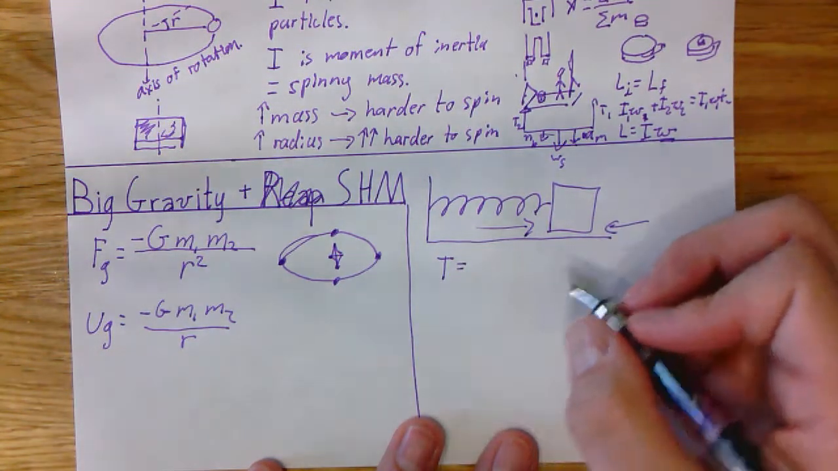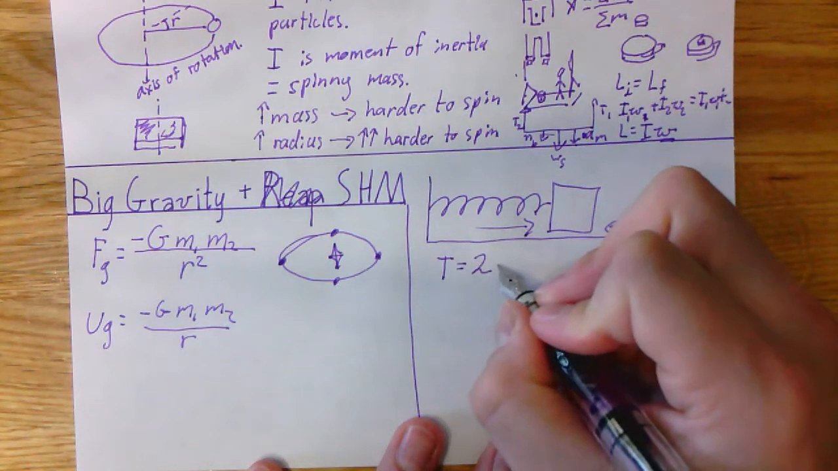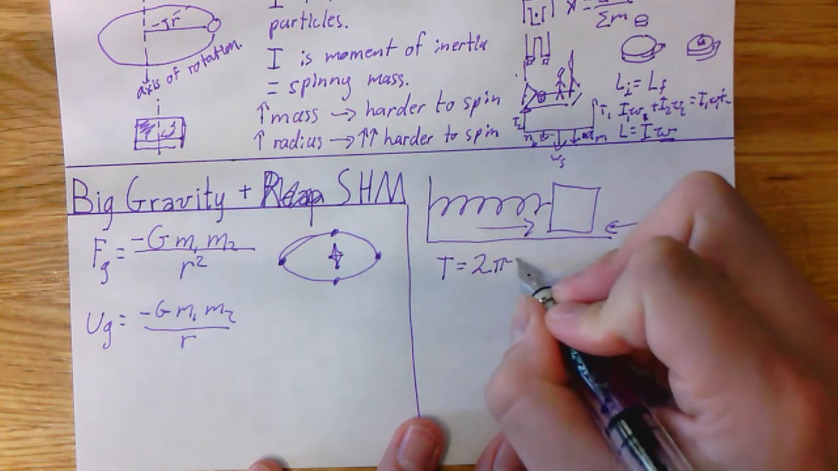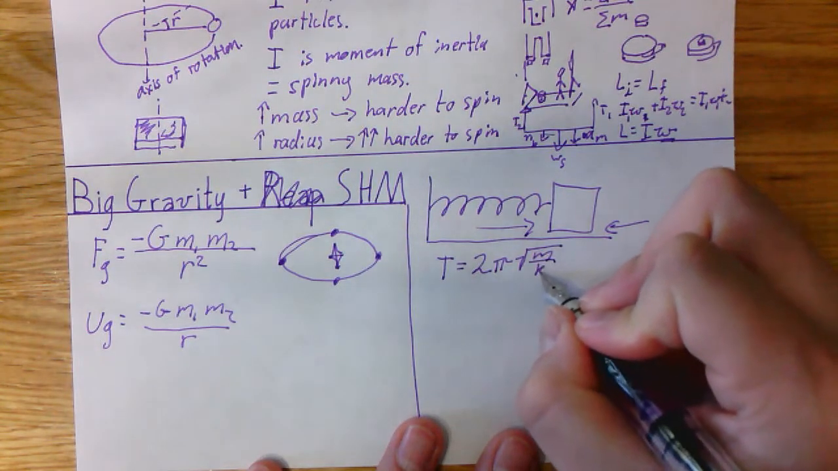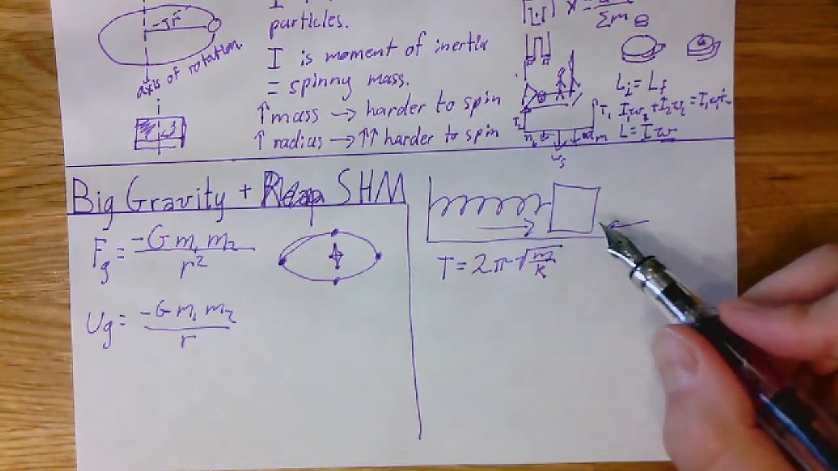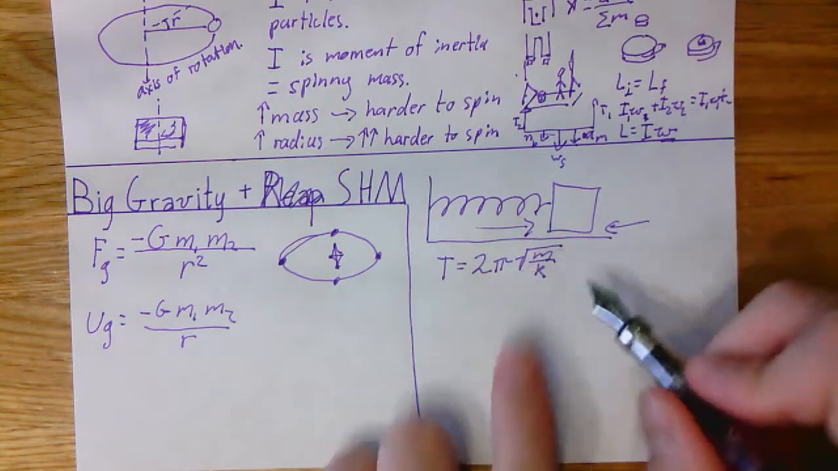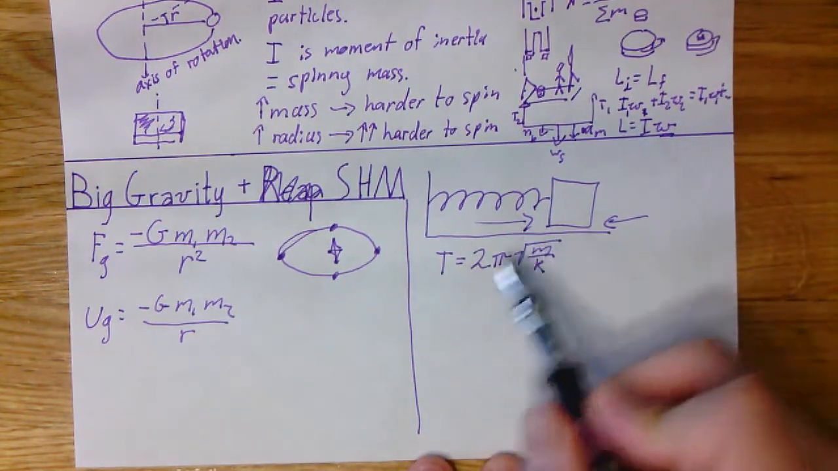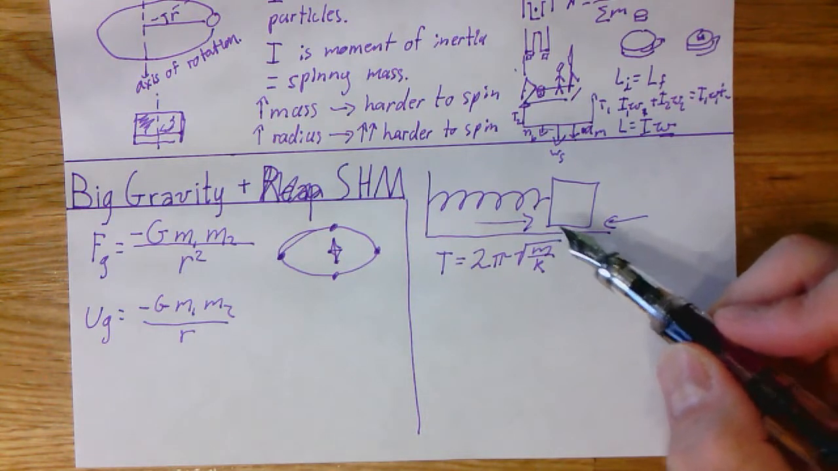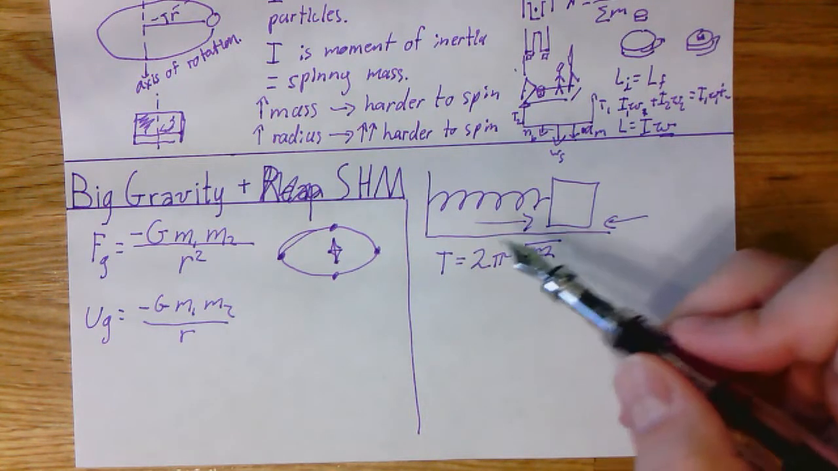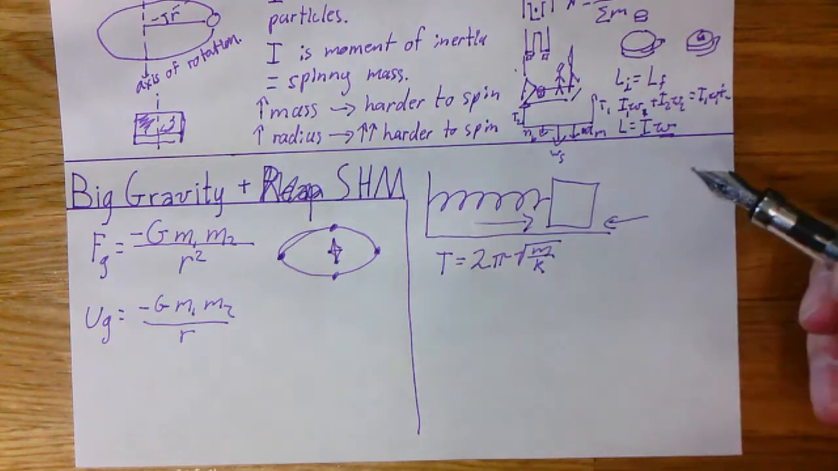The period for this is 2 pi times the square root of m over k. So m is the mass of this box. So if the mass goes up, this number gets bigger, the time gets bigger. Does it make sense that heavy things take longer to move? Yeah, heavy things do take longer to move.